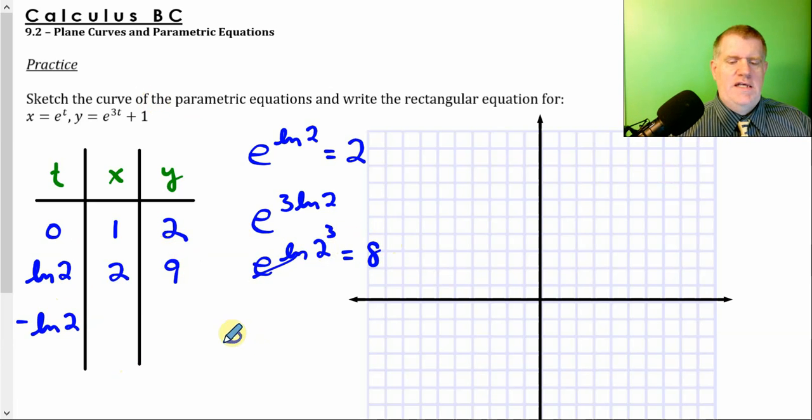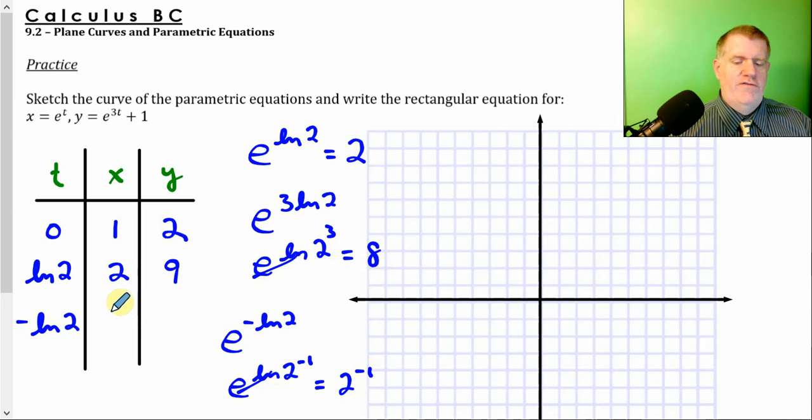What if I went negative natural log of 2? All right, let's see. E to the negative natural log of 2. All right, exponent rules say I can bring that up, or log rules say that. So 2 to the negative 1. These kind of cancel each other out. It's 2 to the negative 1, which is 1/2. So x is 1/2. In fact, if you notice, is there any value I can pick for t that will give me an answer of 0 or a negative number? And hopefully you can see it is not. x and y will never be less than 0. Will never equal 0 either.